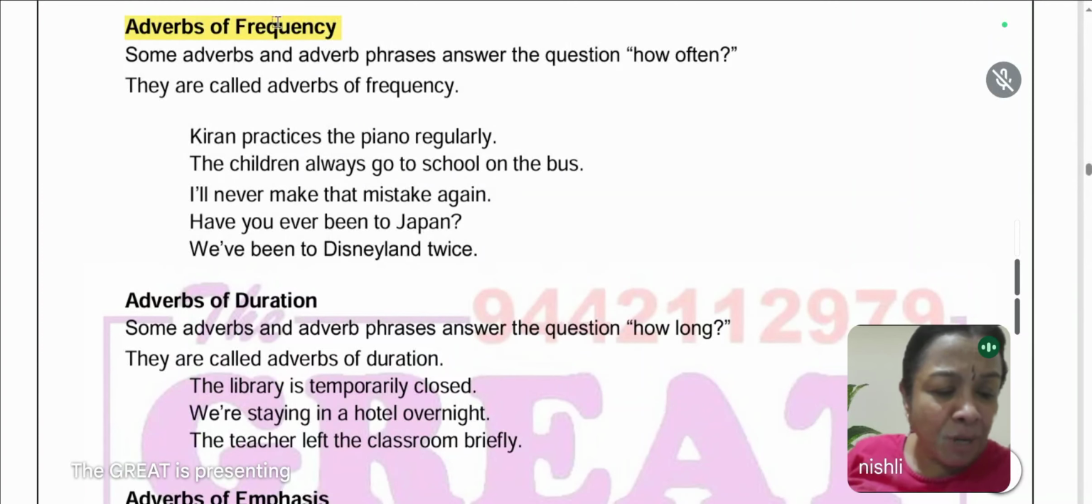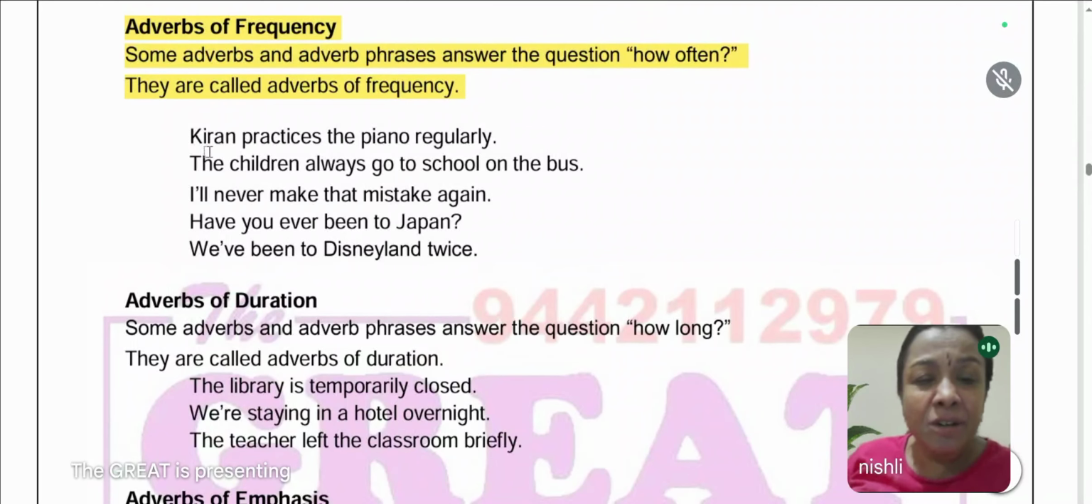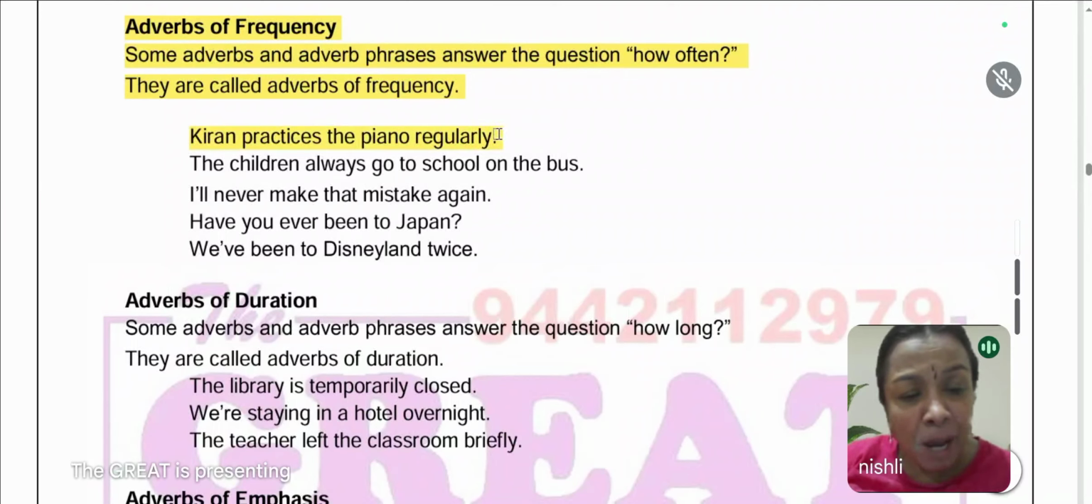Okay. So adverbs of frequency. Some adverbs and adverb phrases answer the question how often. They are called adverbs of frequency. Kiran practices the piano regularly. How often does she practice the piano? Very regularly. That is daily. Regularly, daily, all on a daily basis.